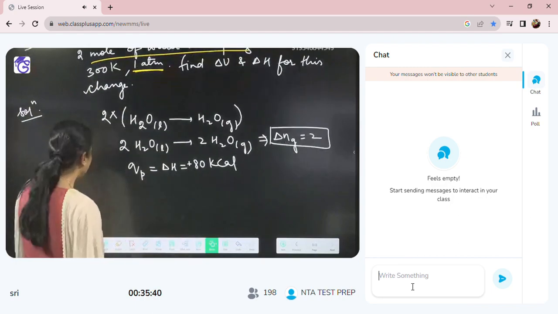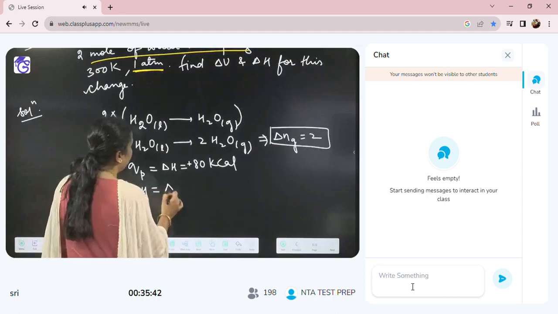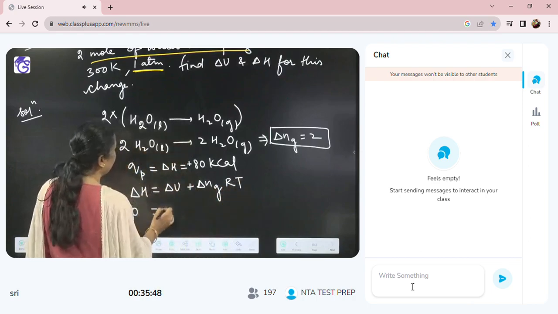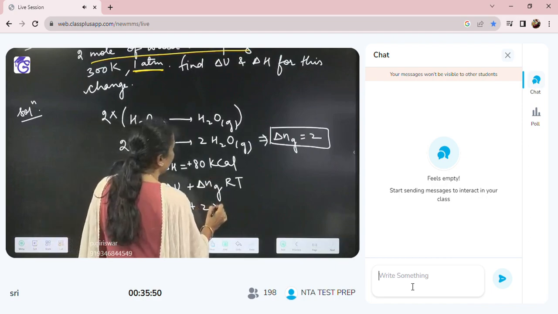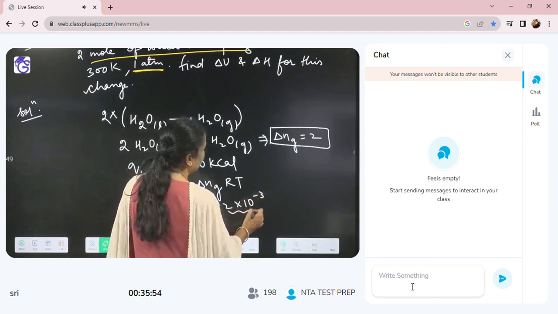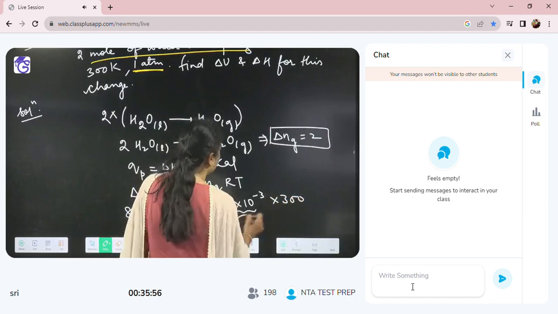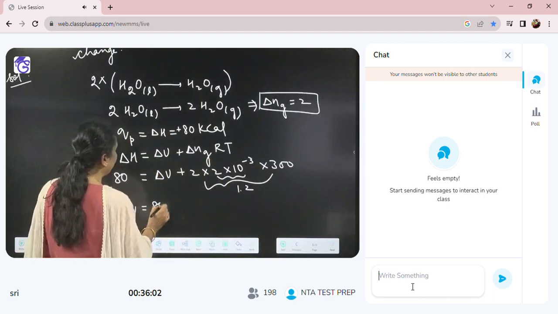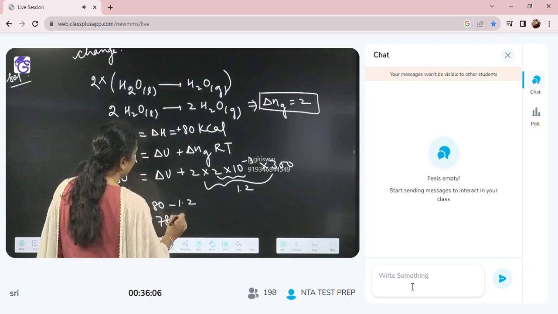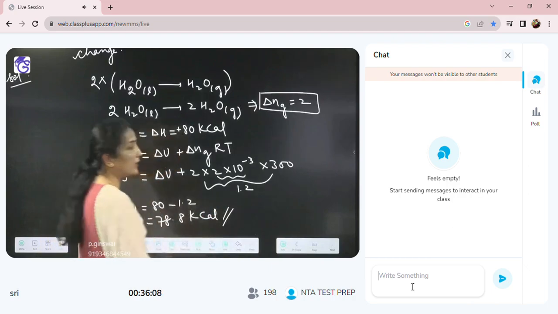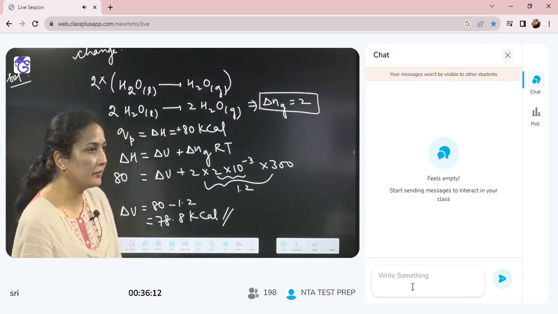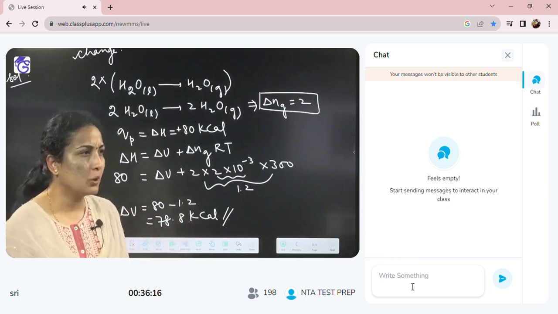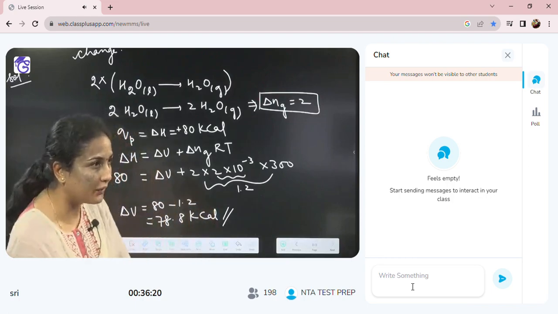Now here you will be writing delta H is equal to delta U plus delta NgRT. Delta H is 80 kilocalorie, delta U you have to find out, delta Ng is 2. Kilocalorie means 2 into 10 to the power of minus 3. Temperature I have given you 300. So this entire thing is 1.2. So you'll be writing delta U is equal to 80 minus 1.2, which is 78.8 kilocalorie. So those who got 78.8 kilocalorie, wonderful, good job, right? Understood this? Can we go for the next question? All the questions are very simple. Only thing is your silly mistake, your less attentiveness is causing the mistake.